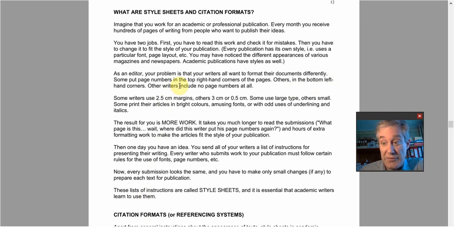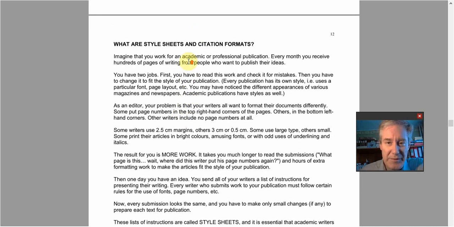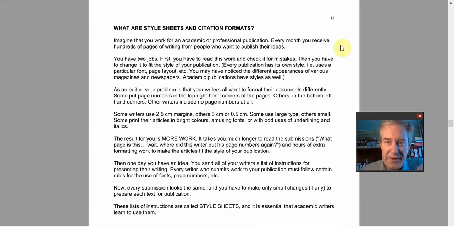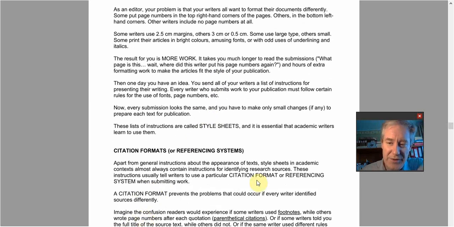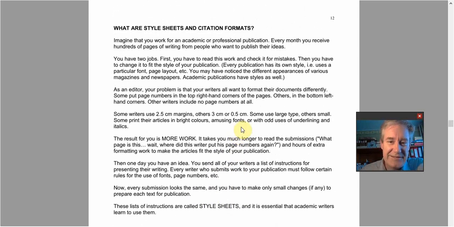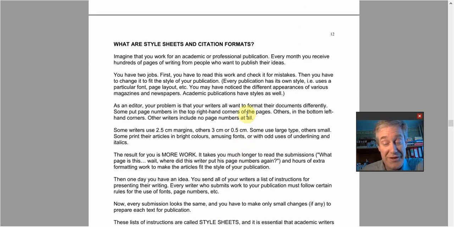Other writers don't bother to put page numbers at all, so they don't even include page numbers. Some of them maybe put it in the center at the top, some of them in the right-hand corner, some of them in the bottom corner, and this is going to be a problem for you as the editor because that means you have to change it.